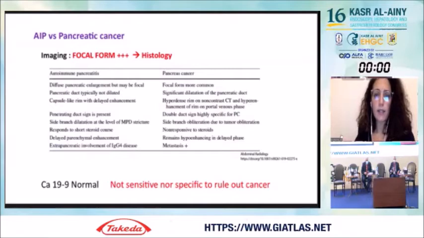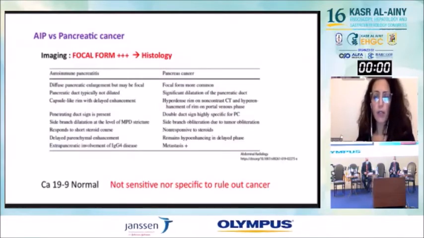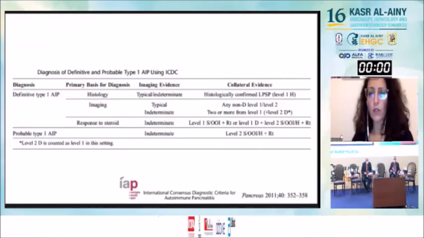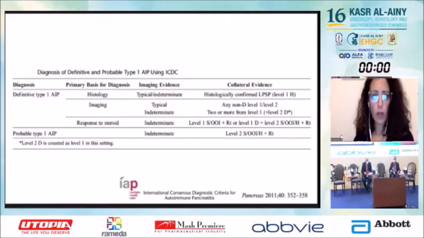CA 19-9 is something that can be used, but it is not sensitive enough or specific enough to rule out cancer. So in our patient, it was normal. I'll move quickly. I will skip the international consensus that you probably are all aware of, but I just wanted to remind you of all the specific features.